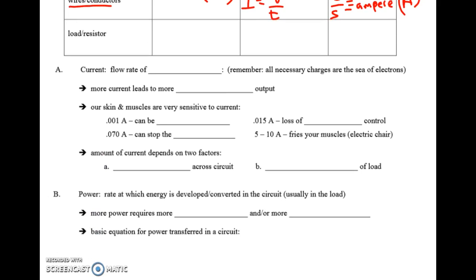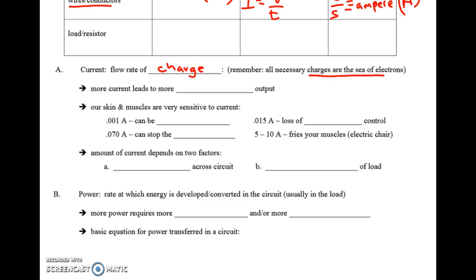Okay, so let's talk about that a little bit more conceptually. So current is by definition the flow rate of charge. In other words, if mass flow rate was m dot, current would be q dot, or just Q over T. All right, and all the necessary charges are there. That's the sea of mobile electrons.